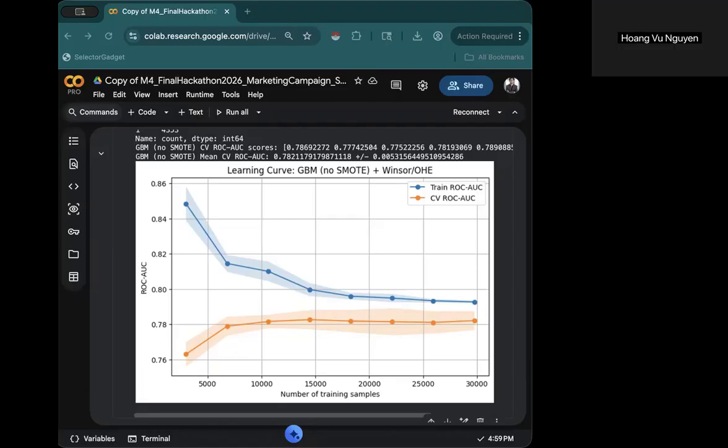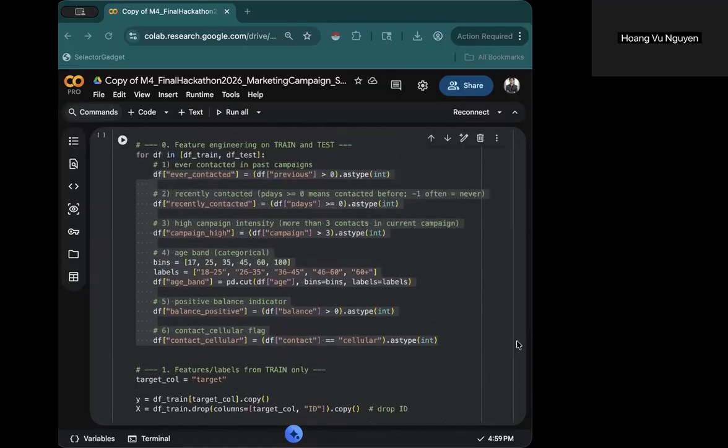Next, I wanted to experiment with feature engineering. I engineered several domain-inspired features such as ever contacted, recently contacted, campaign high, age band, balance positive, and contact cellular. These were designed to capture whether they have prior engagement history, campaign intensity, age segmentation, and simplified financial indicators.